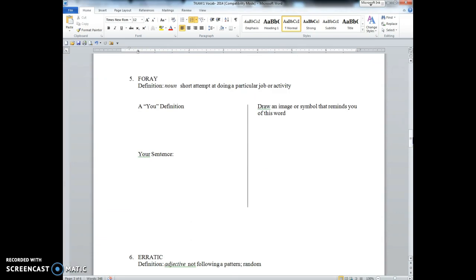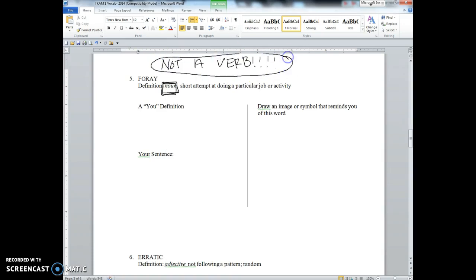Now, this one is going to be a tricky one because it is a noun and students almost always want to use it as a verb. It is not a verb. Not a verb. The reason that people want to use it as a verb is that the definition of a foray is a short attempt at doing something.